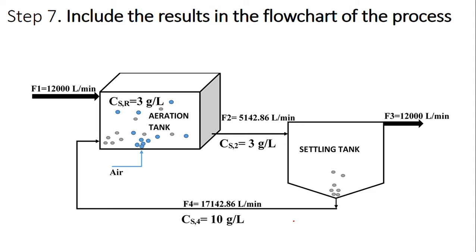Step 7. Include the results in the flowchart of the process. Here we are, F2, the water stream withdrawn from the aeration tank. And also F4, the activated sludge flow rate returned to the aeration tank.